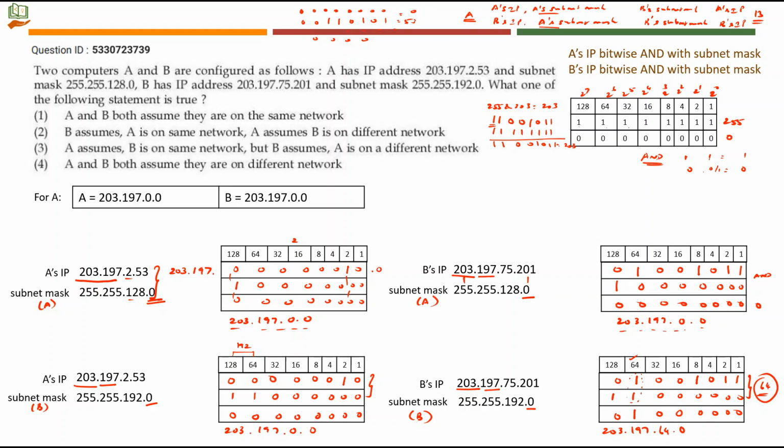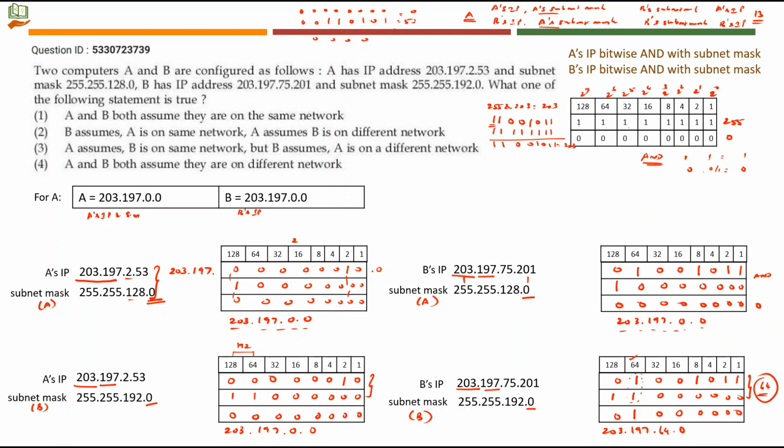Now we will just take according to A, the AND operation between A's IP and A's subnet mask gives a value of 203.197.0.0, and from A's subnet mask we are computing AND operation with B's IP, we get the same value.